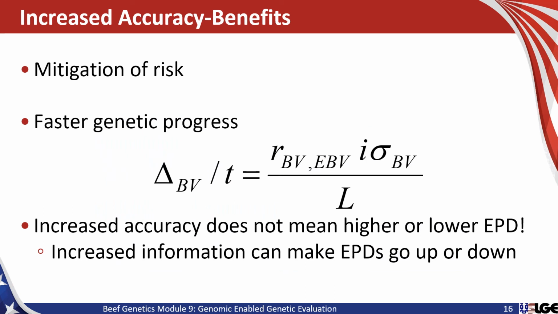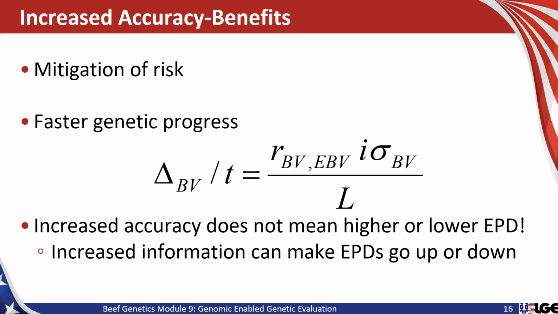What are the benefits of increasing accuracy? For bull buyers or buyers of semen, it's a mitigation of risk. Having more accurate EPD helps ensure that the bulls you're choosing are actually excelling for the traits that you think they are. For seedstock producers, it allows faster genetic progress. This is the breeder's equation, which depicts the change in breeding value or genetic merit per unit of time. And that's related to the accuracy of EPD, which is the r, selection intensity, which is related to how superior the individuals selected are compared to the population average. We have sigma BV, which is the genetic standard deviation, and in the denominator L, which is the generation interval.